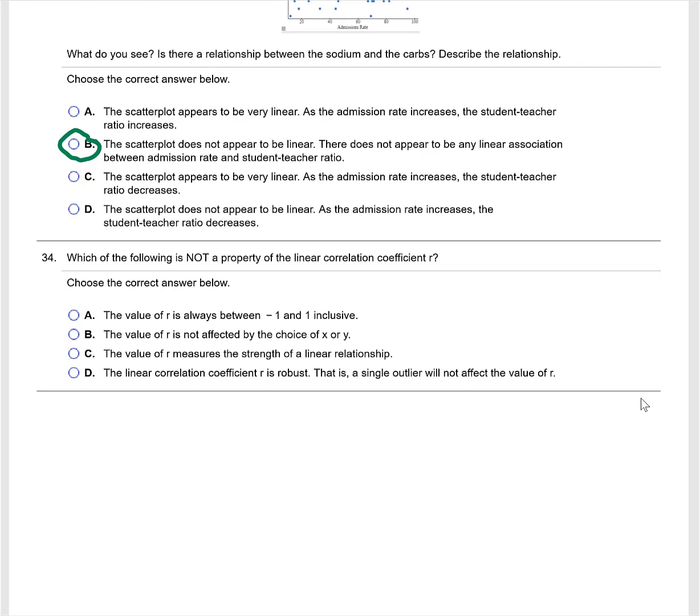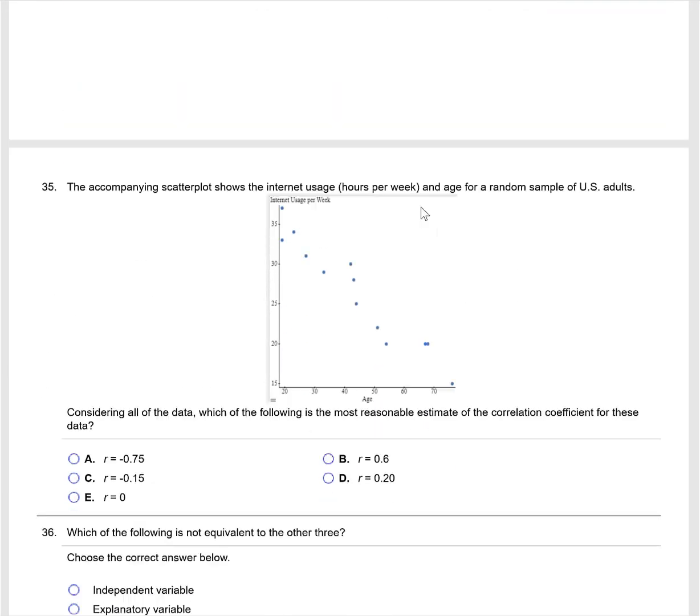Which of the following is not a property of the linear correlation coefficient? It's between -1 and +1 inclusive, that's true. It's not affected by the choice of X or Y, that's true. It measures the strength of a linear relationship, that's true. It's robust, a single outlier will not affect it, that's false. A single outlier will greatly affect, usually, the correlation.